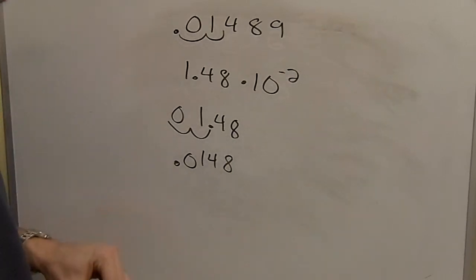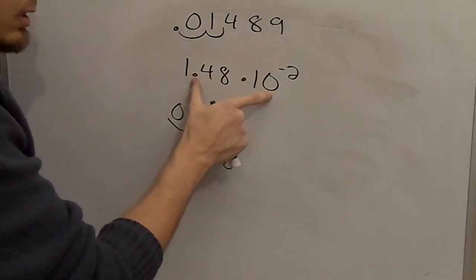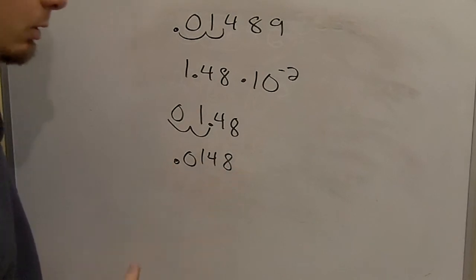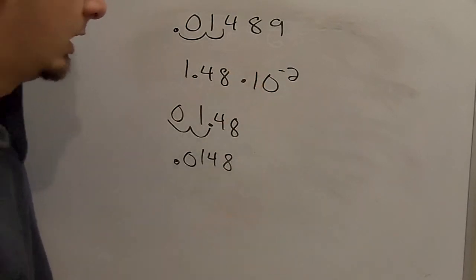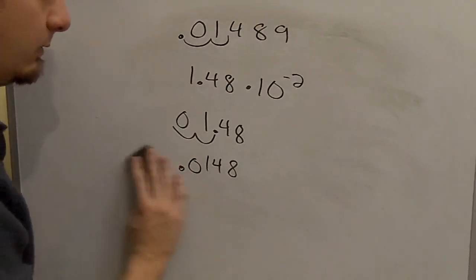So that's how you take decimals and whole numbers and write them in scientific notation, and then take the scientific notation and write it in expanded form. So hopefully you took good notes on how that works. And the next video will be on how to multiply with scientific notation.